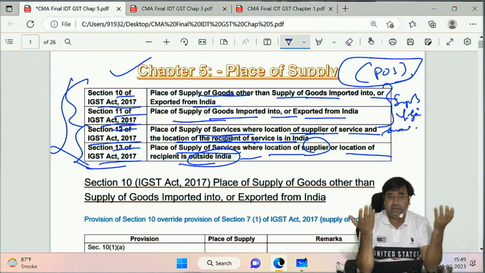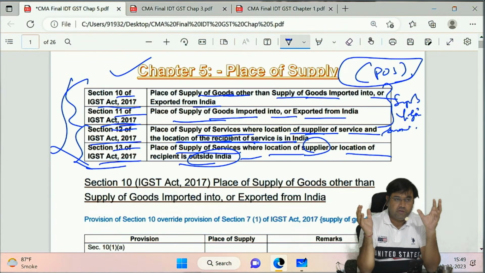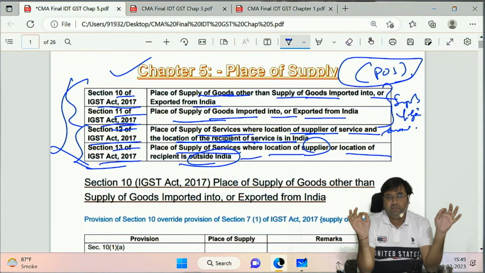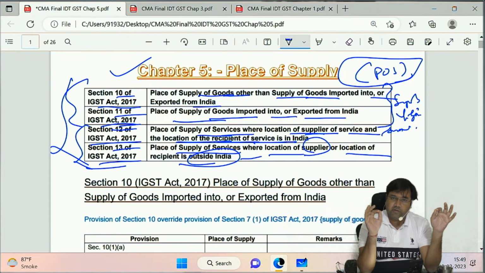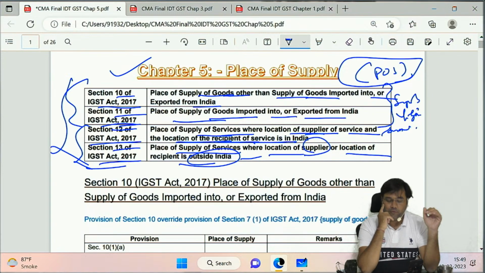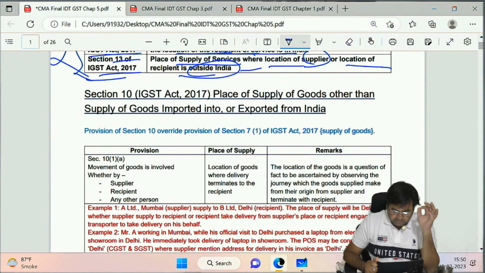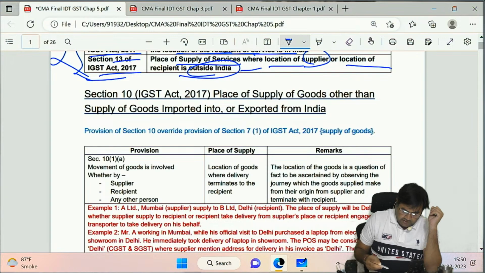But in case of services, because we cannot touch and feel, they are intangible in nature, so for determination of the place of supply, we need the definition of location of supplier of services and location of recipient of services. But for goods, there is no definition in GST law for location of supplier of goods and location of recipient of goods. Okay.